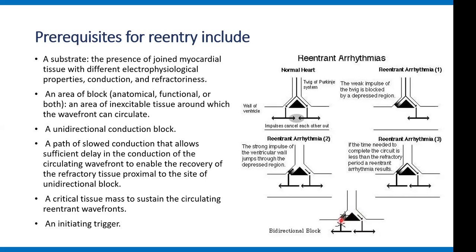But if it's able to go through this, then it creates a re-entry phenomenon. So that is the idea behind the unidirectional conduction block. Then you also have the slow conduction. So the slow conduction means that, let's say it goes through this, but it's very slow. So by the time it goes through this, the current has come through and it's gone already.